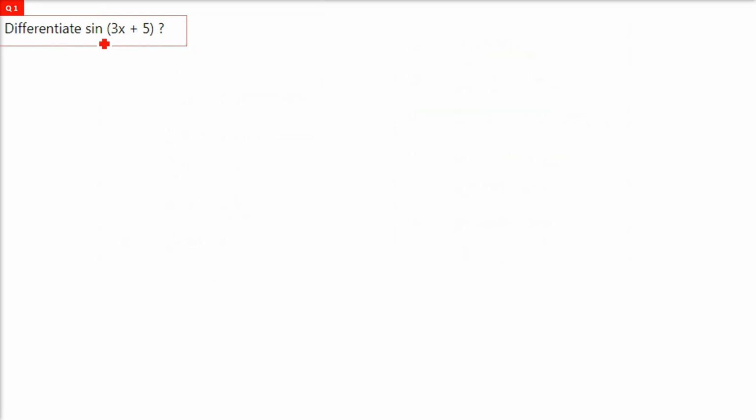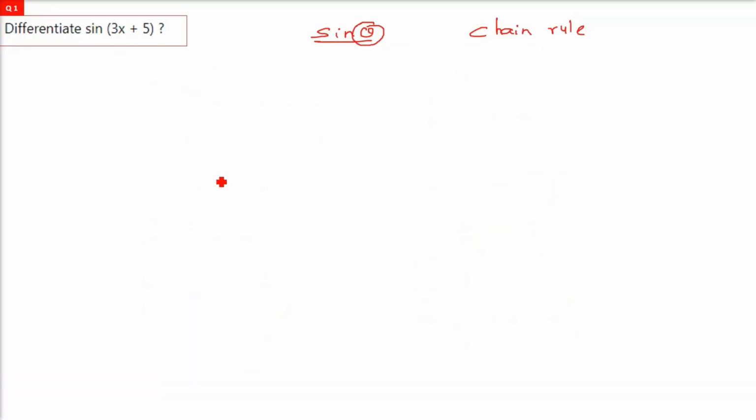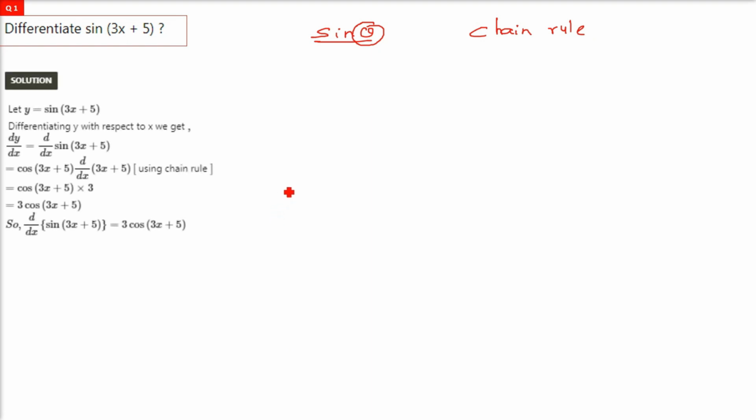Differentiate sine of 3x plus 5. Remember, if I assume this to be sine theta, first we have to differentiate sine theta or sine of whatever the content is. Then we have to differentiate the 3x plus 5, that is theta. We go up to the limit where the differentiation can happen. That is called the chain rule, because we know that the differentiation of sine theta is simply cos theta, but here we are dealing with sine of 3x plus 5.